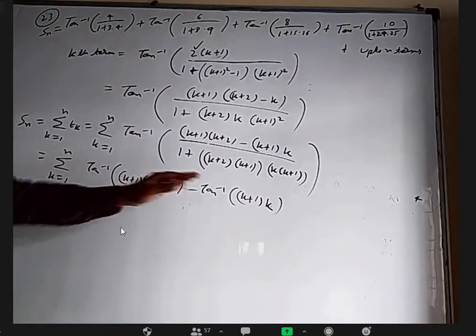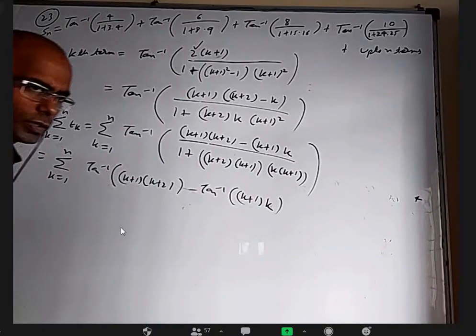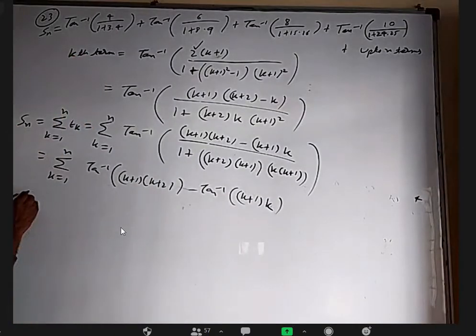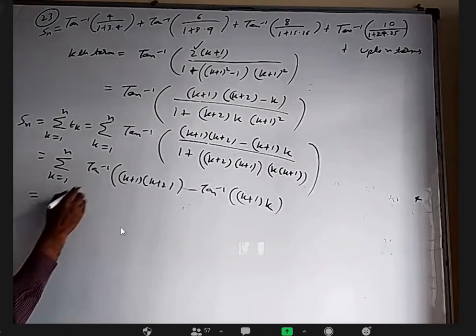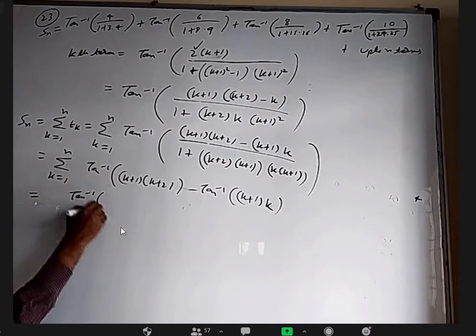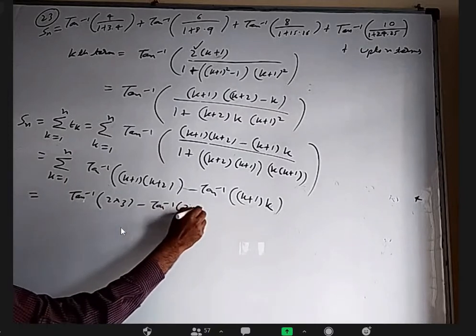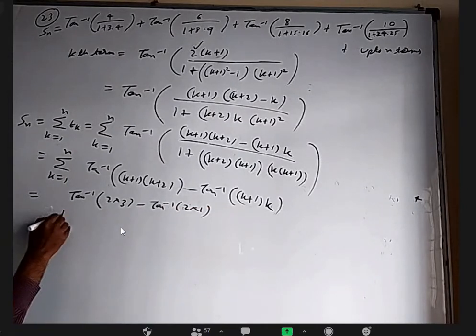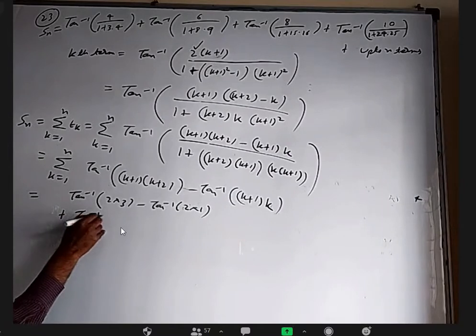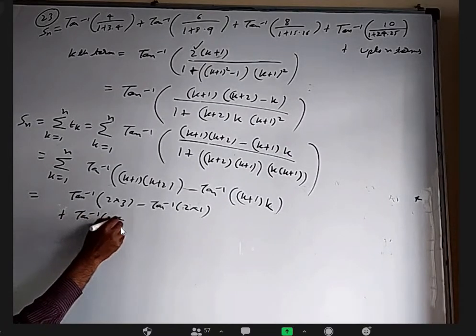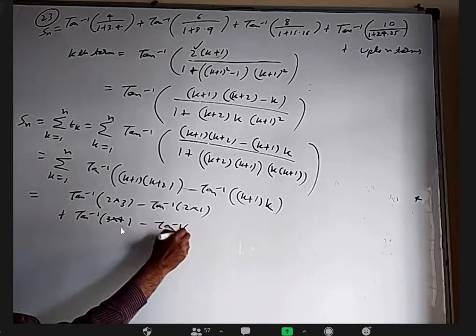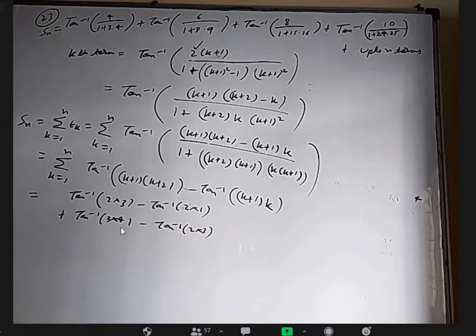tan inverse A minus tan inverse B. Now put k equal to 1, k equal to 2, and so on. When you put k equal to 1, it is tan inverse of 2 into 3 minus tan inverse of 2 into 1. Plus when I put k equal to 2, it is tan inverse of 3 into 4 minus tan inverse of 2 into 3.